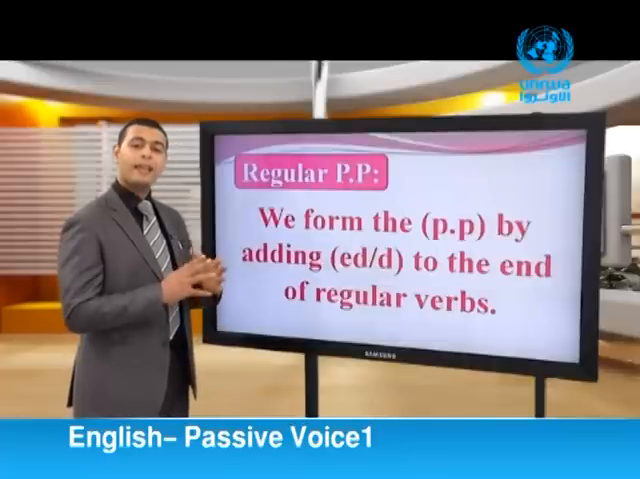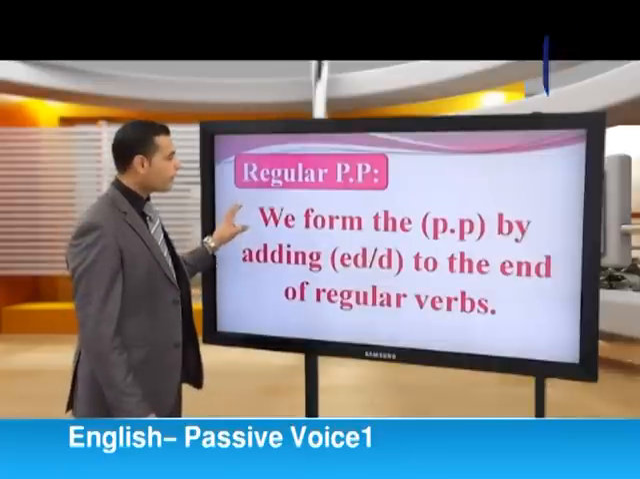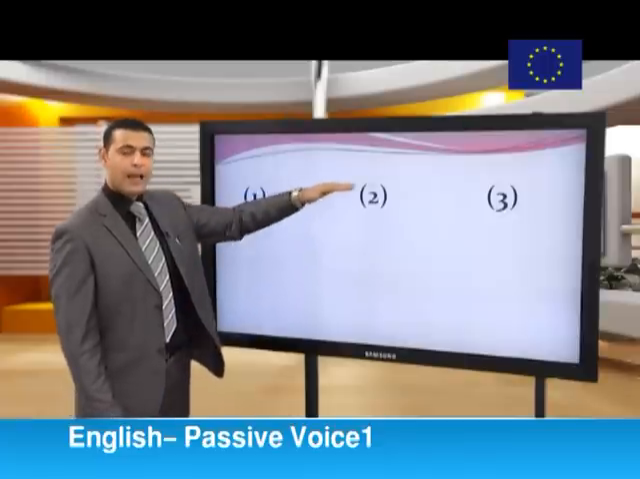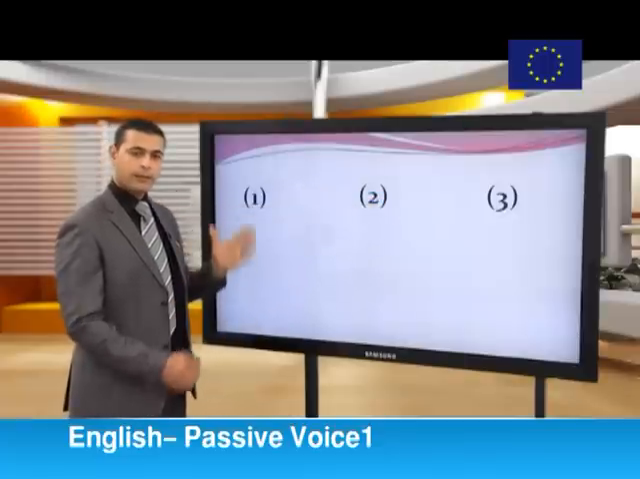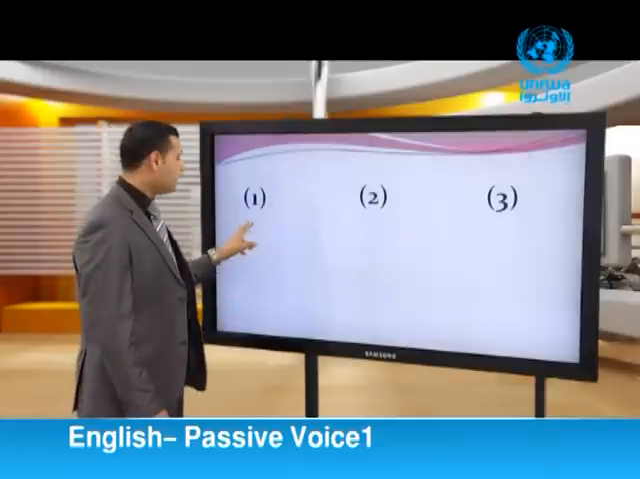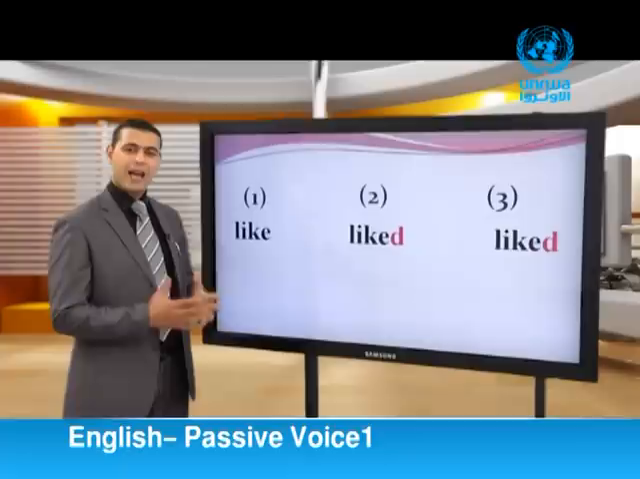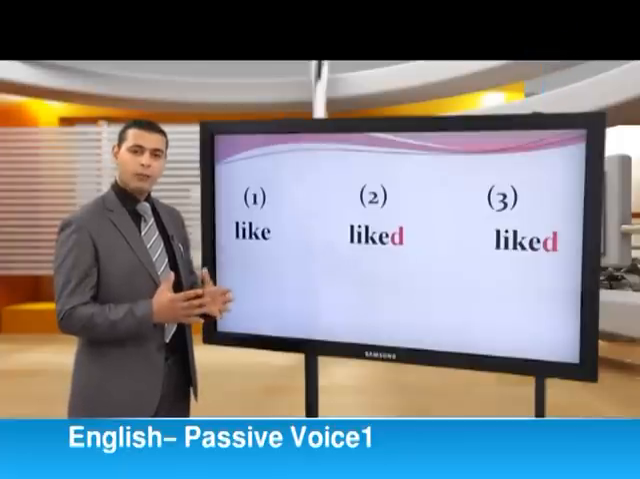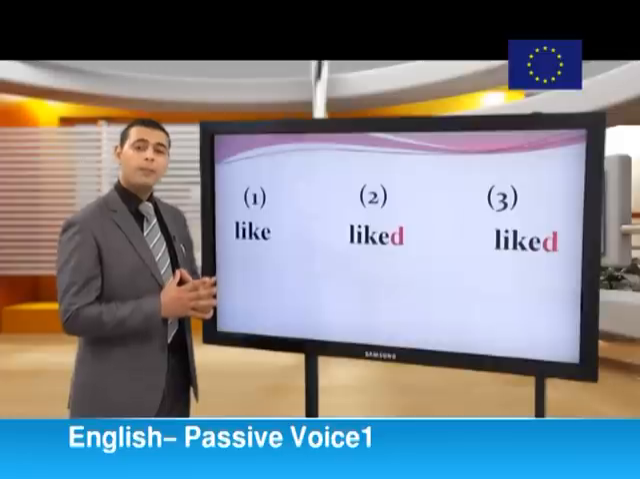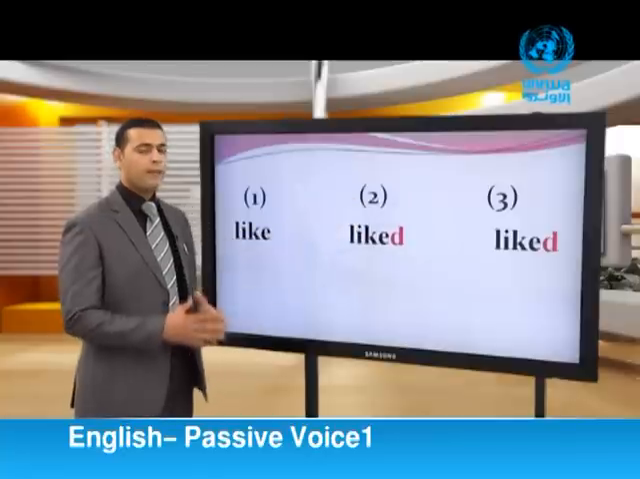Let's look here. Here we have the first form, the second form, and the third form. Let's look at the first verb. Here we have the verb like. Like is a regular verb. Regular verbs are verbs that take d or ed at the end to form the second and third forms.